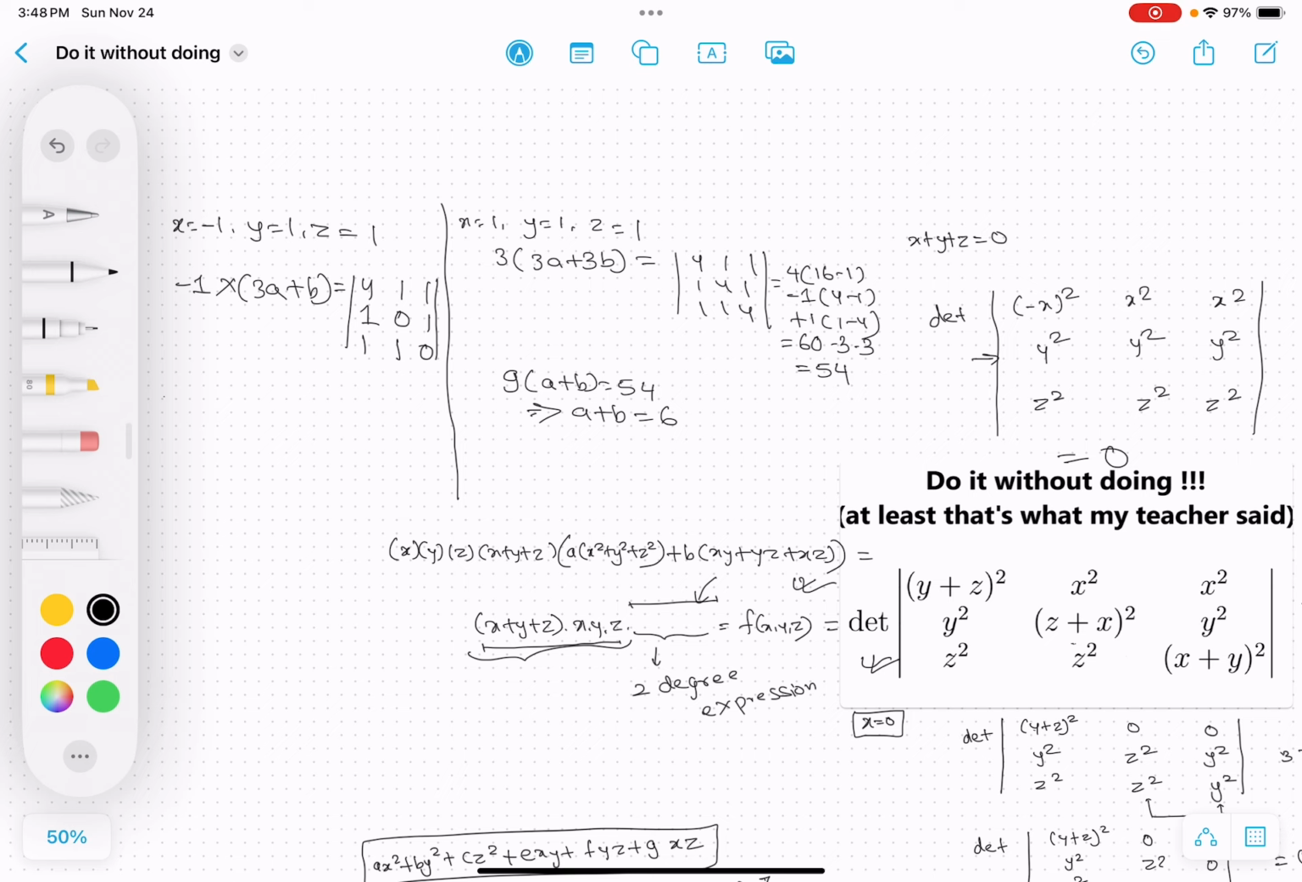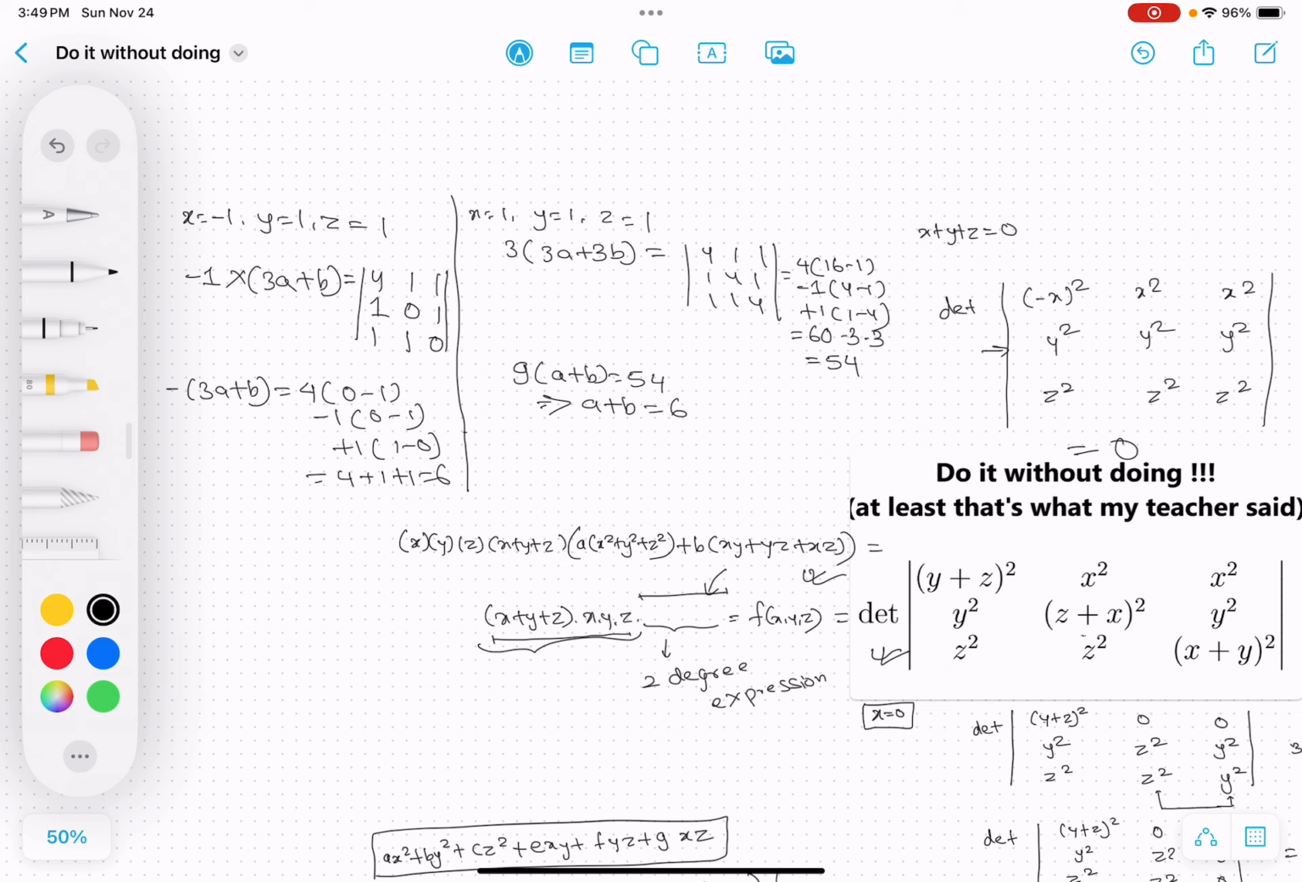Okay, so we get negative of 3a plus b as, this determinant will be 4 times 0 minus 1 plus 1 times 0 minus, sorry, this is minus 1 not plus 1, minus 1 times 0 minus 1 plus 1 times 1 minus 0. So that's just 4 plus 1 plus 1, that's 6. So the other equation that we get is this: minus of 3a plus b is 6.